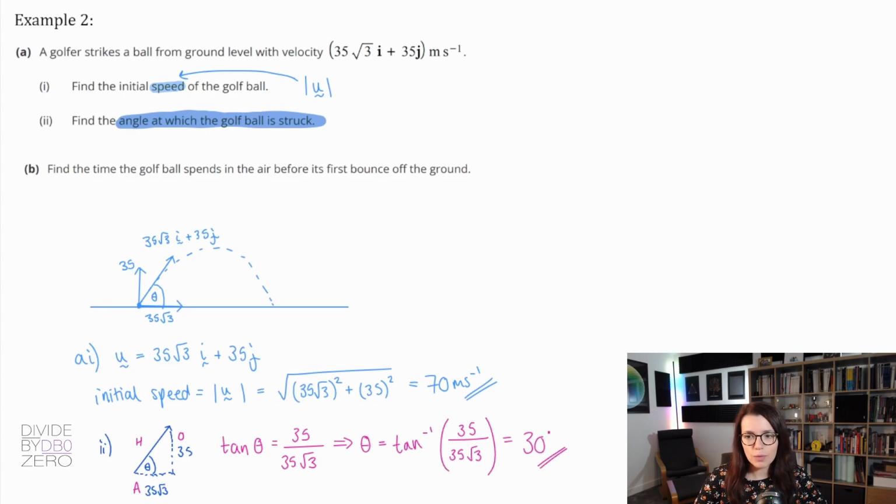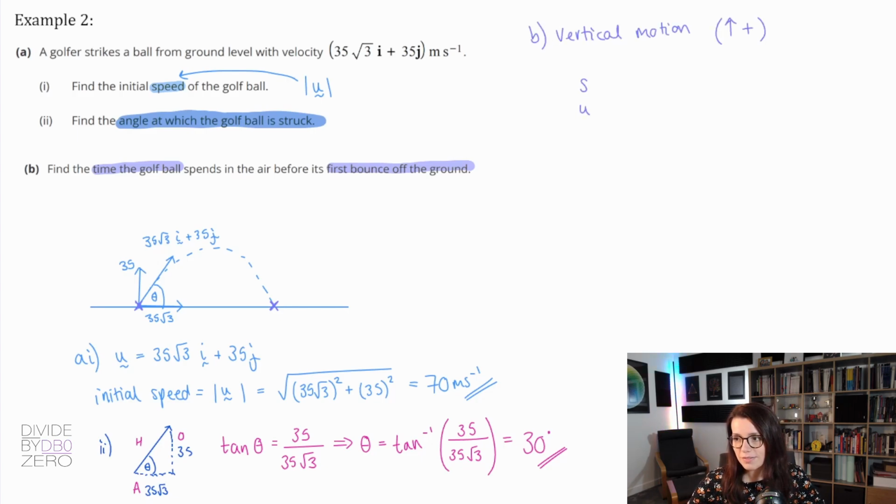For part B, they want the time the golf ball spends in the air before its first bounce off the ground. So in other words, they want to know the time of flight from the beginning to that end point there when it first bounces. To do this, let's consider the vertical motion. I'm going to take up as positive and do a suvat. Vertically, s would be 0 displacement. u is 35. v, don't know, don't care. a, negative 9.8. And t is what we want.